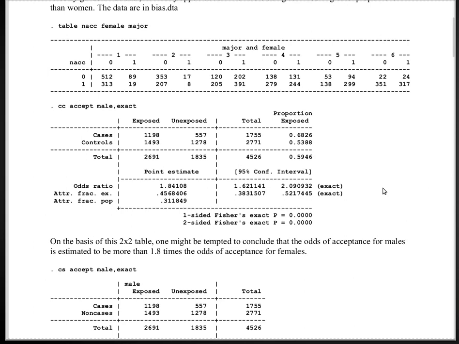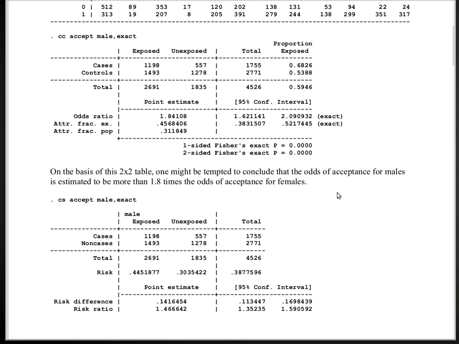On the basis of this 2-by-2 table, we can see that there does appear to be a relationship between acceptance and gender. In particular, it looks like the odds of acceptance for the males is estimated to be more than 1.8 times the odds of acceptance for the females, right? It does look as though more men are being accepted into graduate programs than the women. Okay, and you'll see here that I've then done this also for both the risk difference and the risk ratio, just to show you these circumstances here.